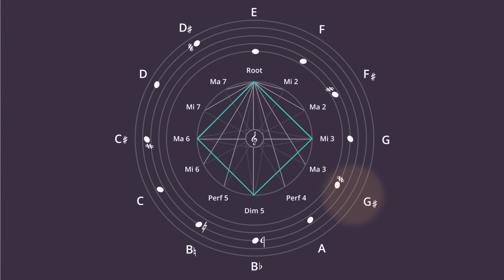It continues up to 4, 5. The next minor third is at 6 o'clock. The next minor third is at 9 o'clock. And the final one is exactly the same as the beginning.